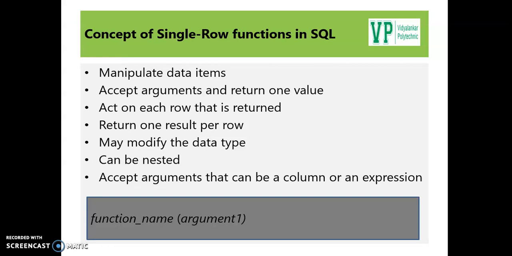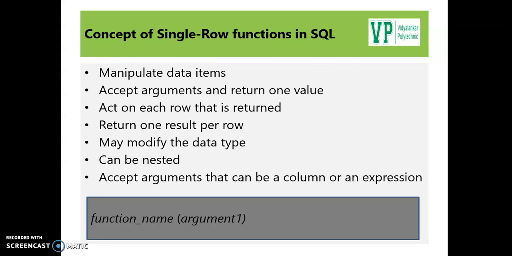So first I want to convert name into capital letters, then I want to trim those values, kind of. Means one input is the output of another function, and it accepts arguments that can be a column or an expression. So we have a freedom.